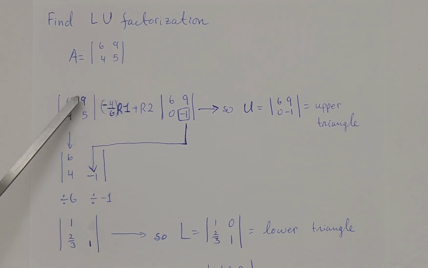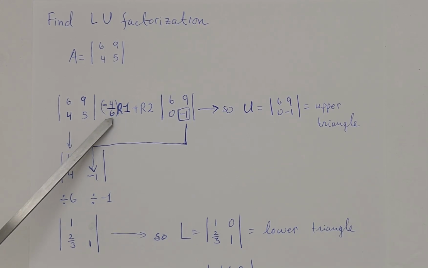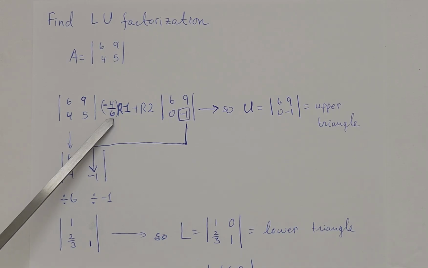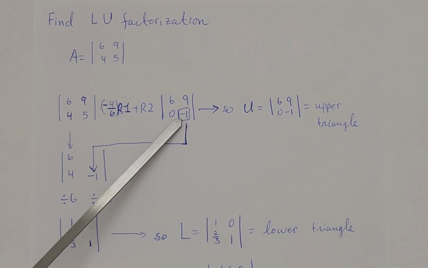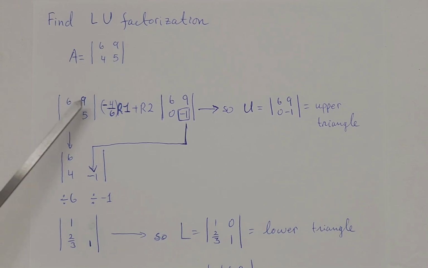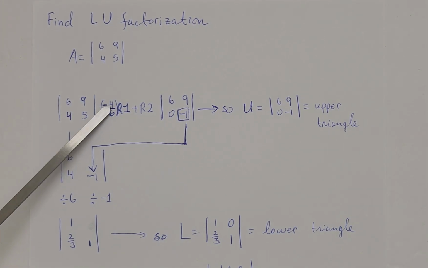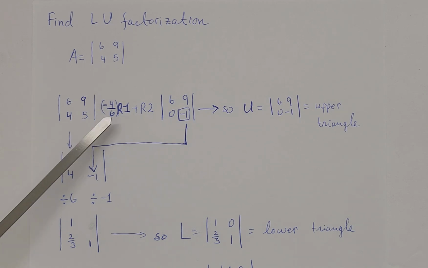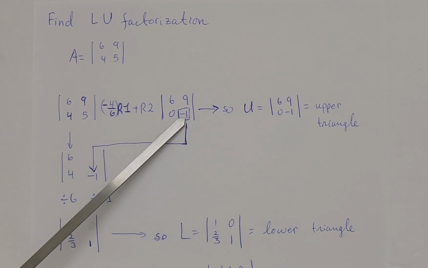Next, same thing. 9 times negative 4 will give me negative 36. Negative 36 divided by 6 gives me negative 6. Negative 6 plus 5 gives me negative 1. One more time. 9 times negative 4 is negative 36. Negative 36 divided by 6 gives me negative 6. Negative 6 plus 5 gives me this negative 1.